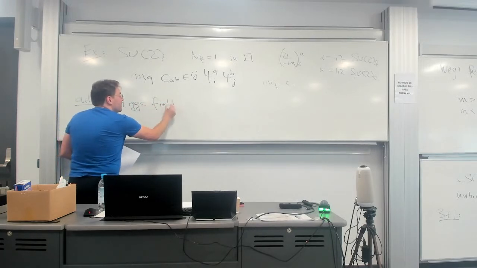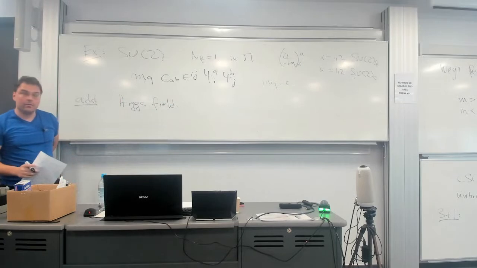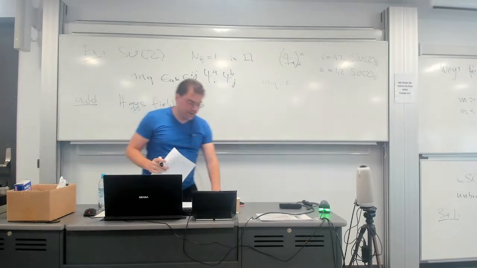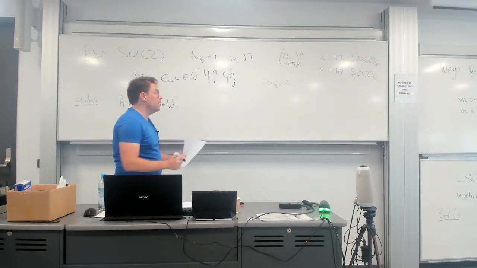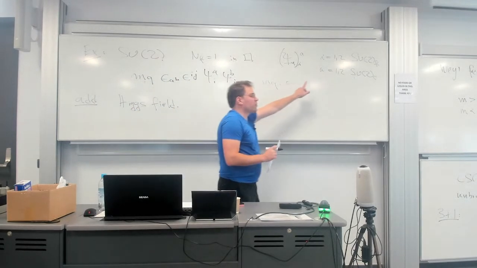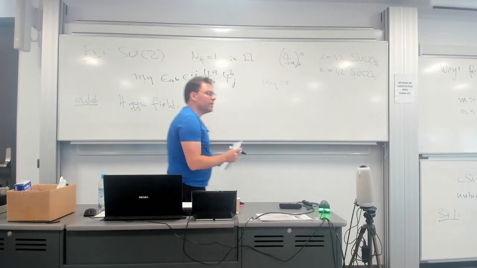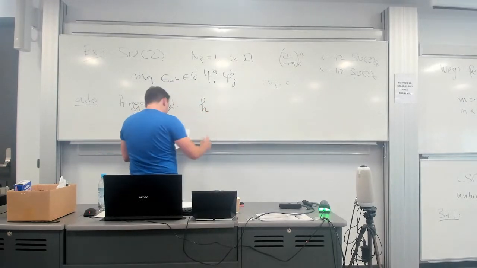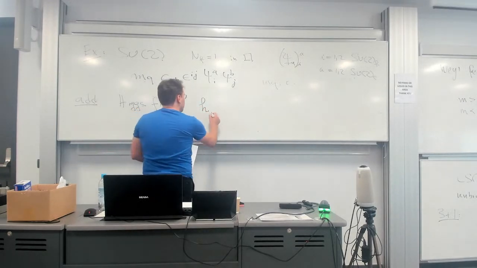We want to drive the theory to a fully Higgs phase, and so we must add a Higgs field in the fundamental representation of SU2. I don't need to do this, but it will be nice for me to also preserve the SU2 flavor symmetry, and I can do it. So I'm going to add essentially what looks like a standard model Higgs field.